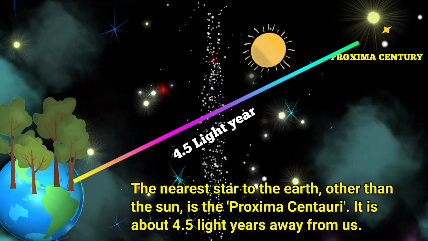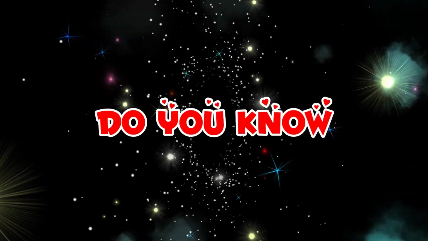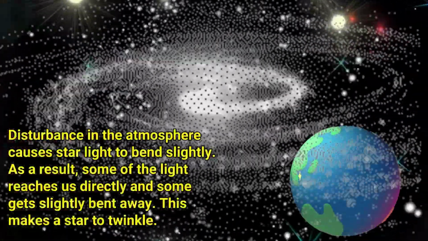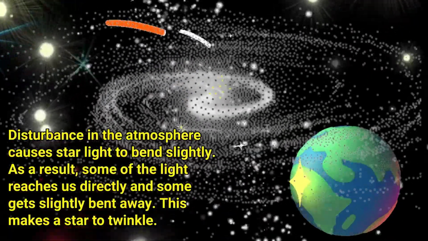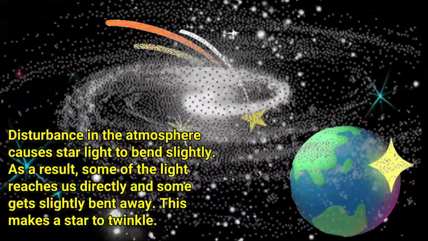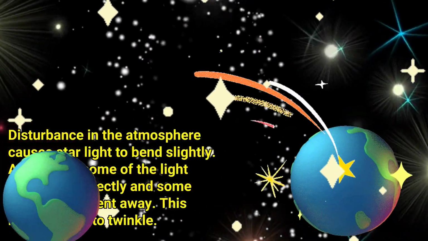It is about 4 light years away from us. Do you know? Disturbance in the atmosphere causes starlight to bend slightly. As a result, some of the light reaches us directly and some gets slightly bent away. This makes a star twinkle.